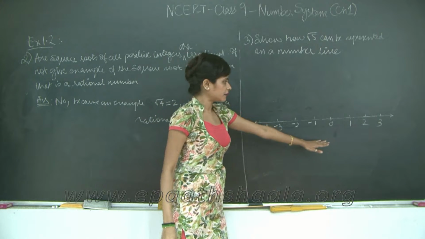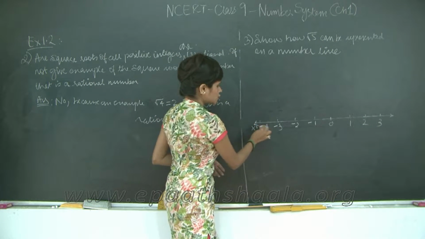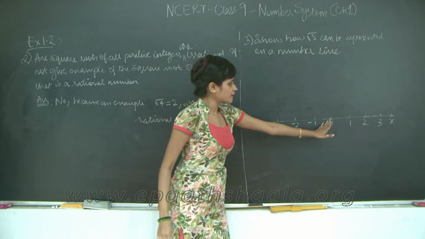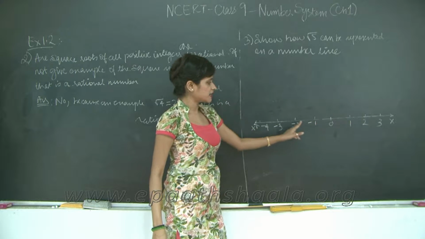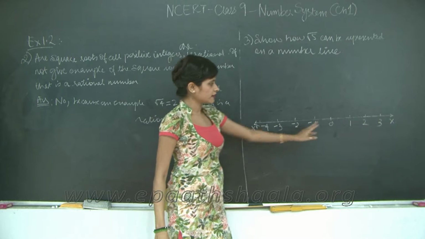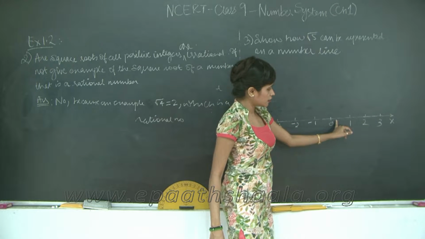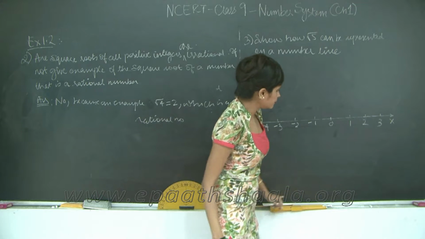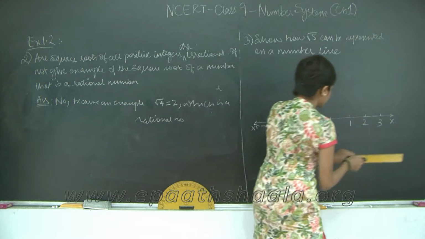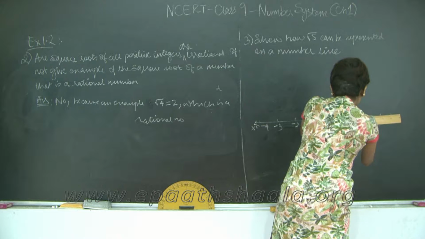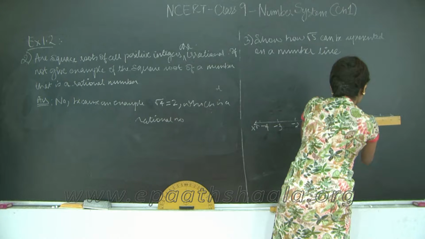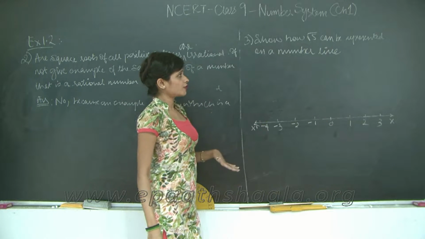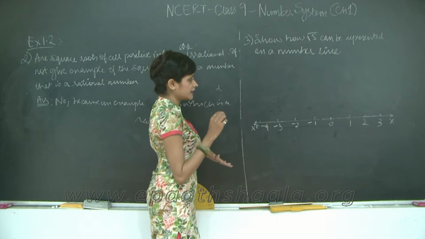Okay, so I have drawn my number line X'OX. The space between 0 and -1 and -2 is 1 unit, and so on. Similarly here it is 1 unit between 0 and 1, 1 and 2, 2 and 3. Let me just confirm whether I have done it right. Yes, it's right. So now I need to draw root 5 on the number line.